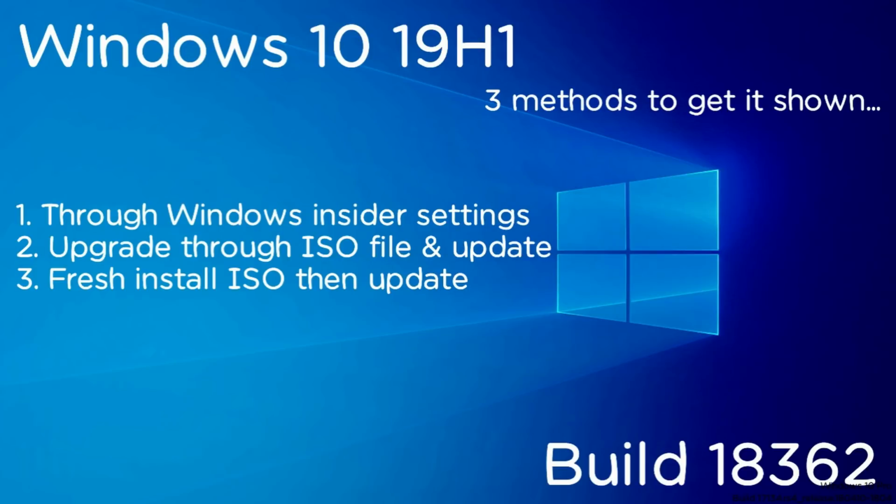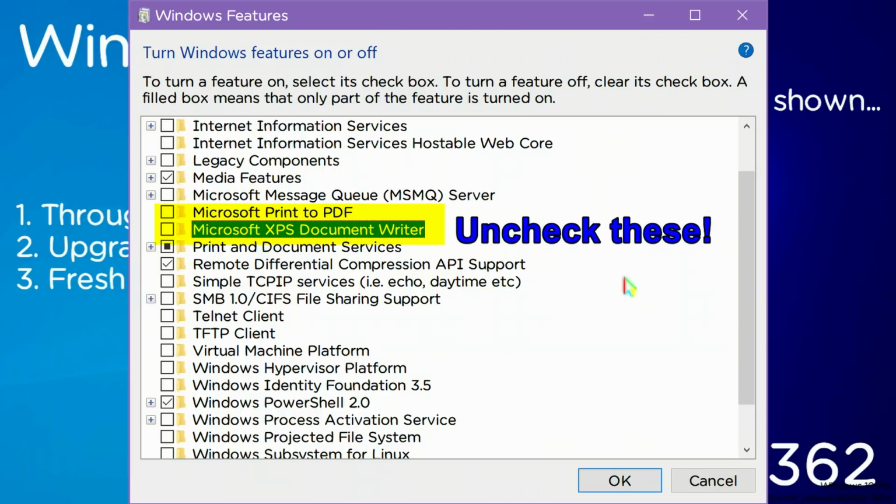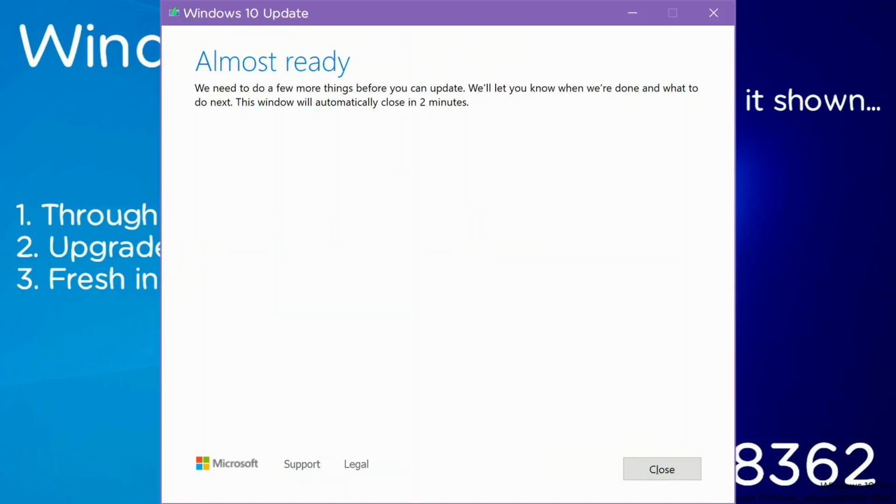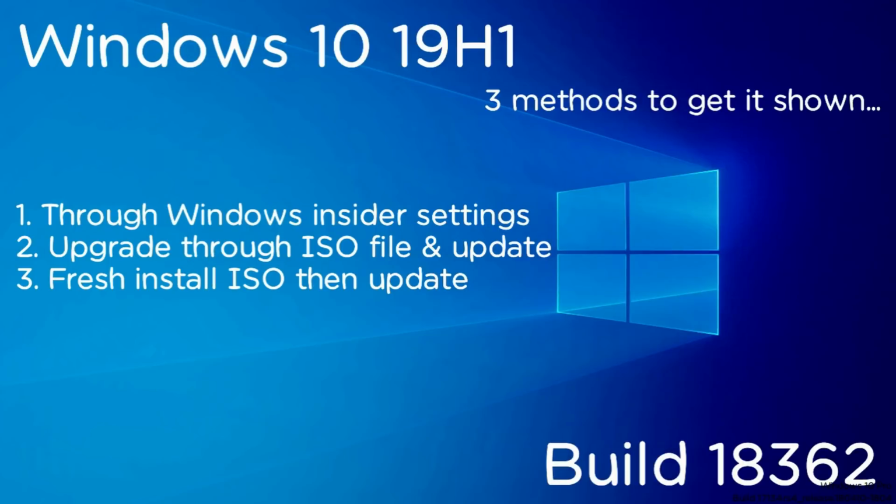The thing I had to do was go to the Control Panel, to Add and Remove Programs, and then there's an option that says Turn Windows features on or off. You have to uncheck Microsoft Print to PDF and Microsoft XPS Document Writer, and then click OK, and it'll remove them. I didn't print to PDFs anyway, so it didn't matter, and it fixed my issue. After I did that, I got a different message when trying the update again, saying it needs to do a few things before it can update. And then after that, it did its thing and it updated.